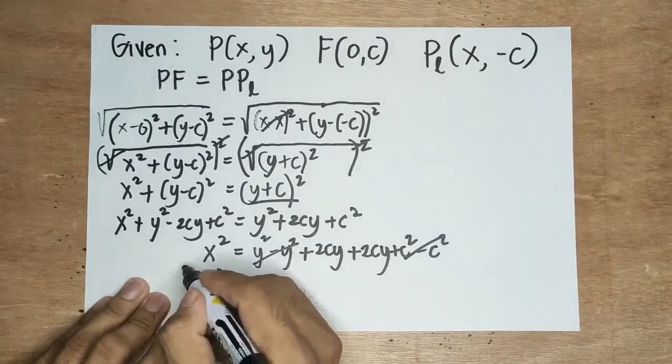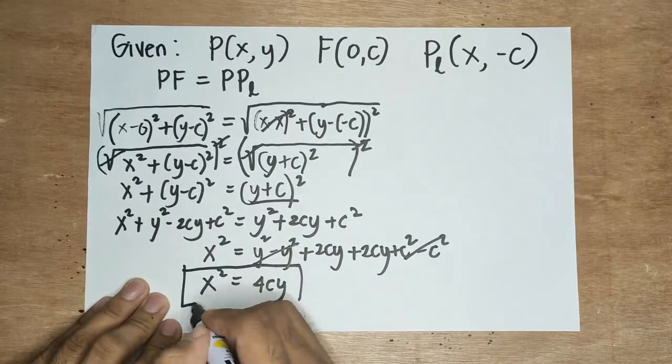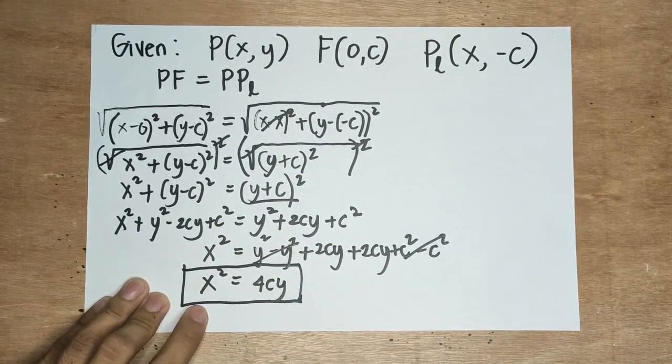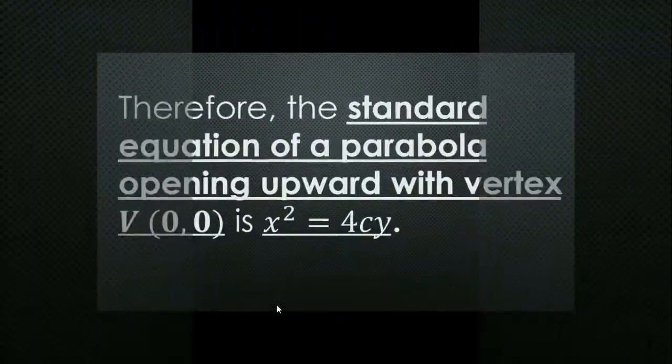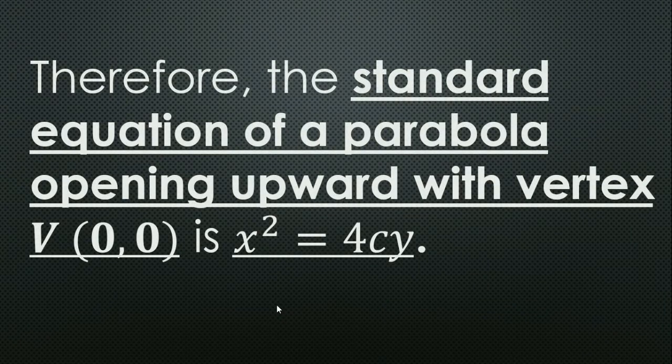So ibig sabihin, this is the standard form of the equation of a parabola which opens upward with vertex at the origin. Therefore, the standard equation of a parabola opening upward with vertex at the origin is x squared is equal to 4cy.